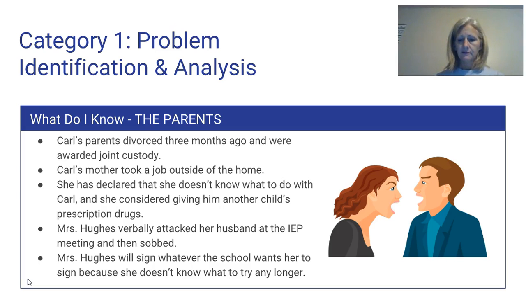What do I know about the parents? They have divorced recently. It was not a friendly divorce. Carl's mother had to take a job outside of the home, I'm assuming for financial reasons, to keep the family together, and she pretty much doesn't know what to do with Carl anymore. She's at a loss. She even asks if she should give him Ritalin, one of her other child's prescription drugs. She verbally attacks her husband at the IEP meeting and then breaks down sobbing because she is at her wit's end. She has no idea what she can do, and she says she will sign anything the school gives her to try to help Carl.